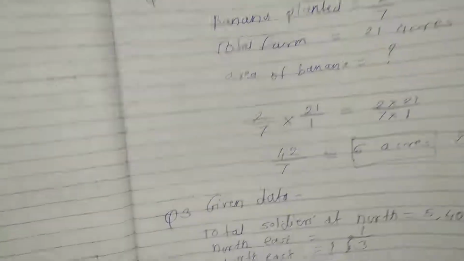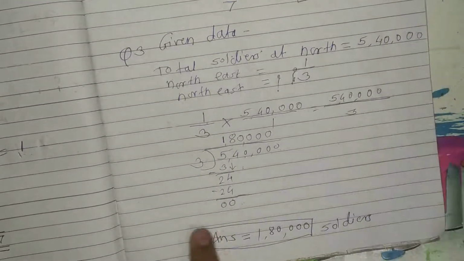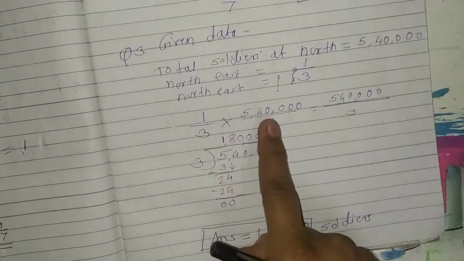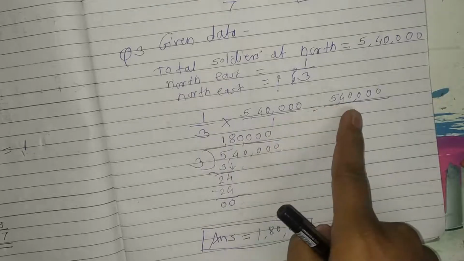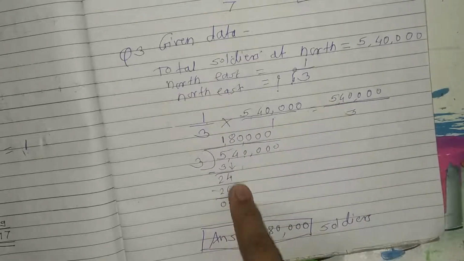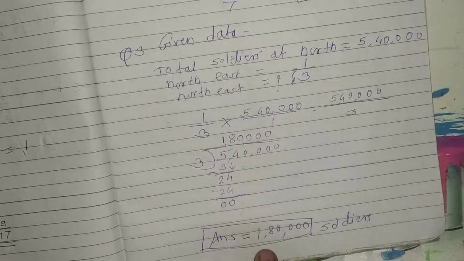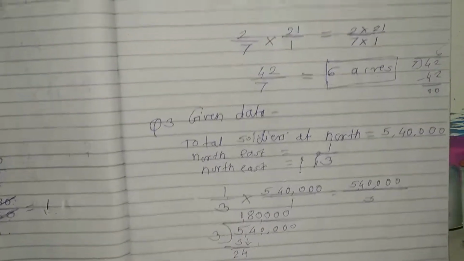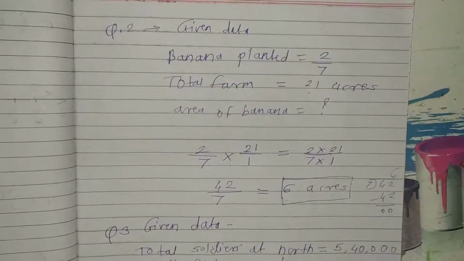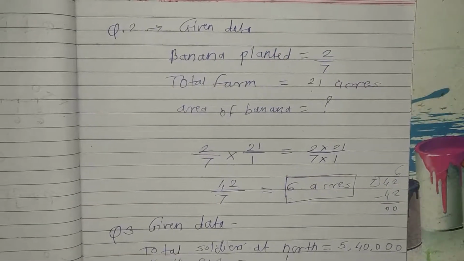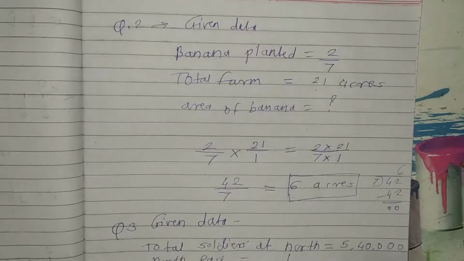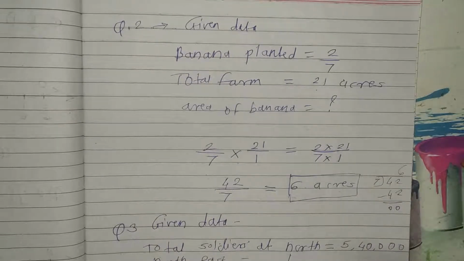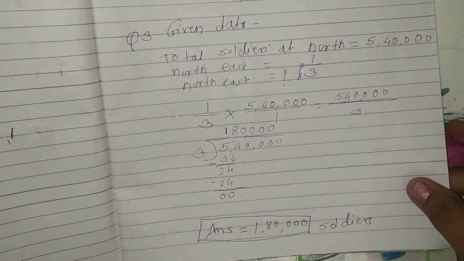And the second question: answer 1 upon 3rd part of 5,40,000 soldiers. So this is a division answer, we did division. I have shown the division here purposely. The answer is 1,80,000. This question I will send you as an attachment for your writing if you are not able to understand how to write, but this is already explained in the meeting. So I hope you understand all of this.